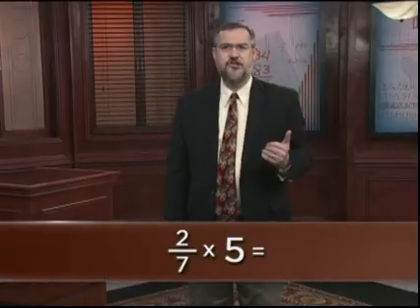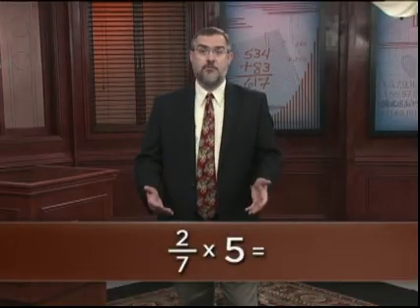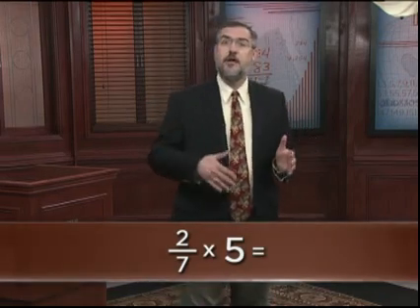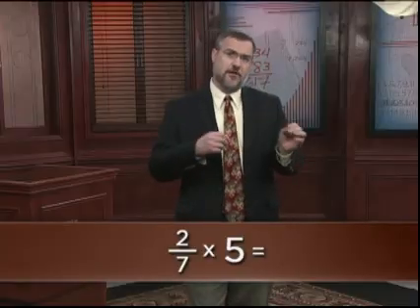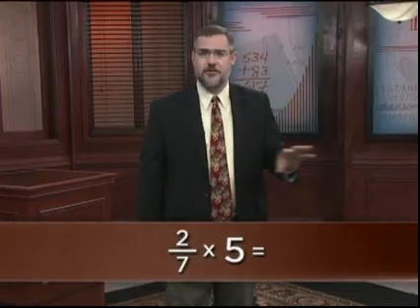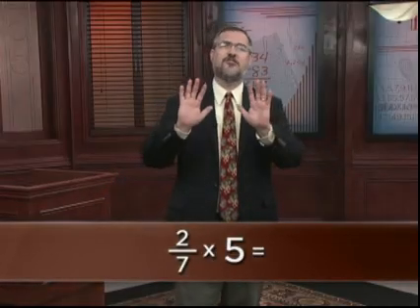Let's do an example. Let's calculate 2 over 7 times the whole number 5. Now, for some of you, this might be a real roadblock. I mean, what in the world are we going to do? Mainly because that 5 is not a fraction. I mean, to multiply fractions, I had to have a numerator in each to multiply together and a denominator in each to multiply together. What do I do now?